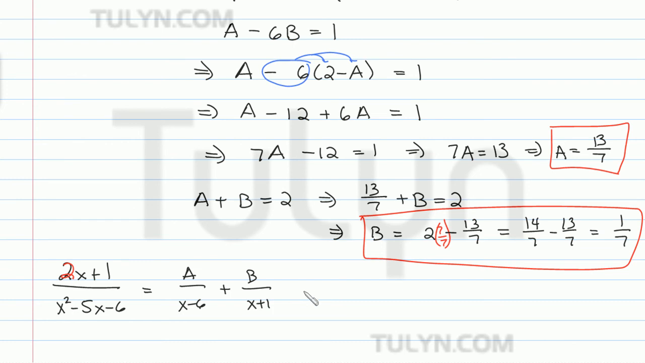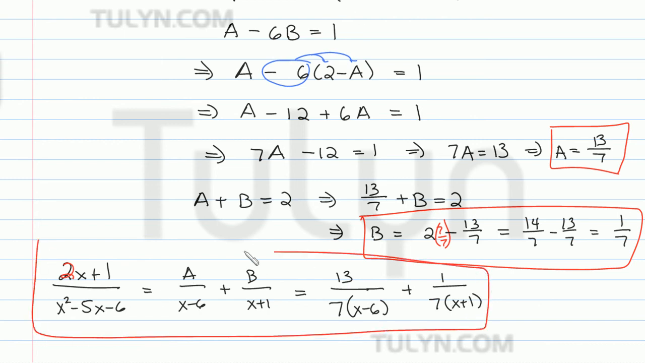And since we found our A and B, we can replace them, right? So A is 13 over 7. So 13 is going to go in the numerator, 7 is going to go in the denominator along with the x minus 6. And then B is 1 over 7, so 1 is going to go in the numerator, and 7 is going to go in the denominator along with the x plus 1. So now we found the partial fraction decomposition of this rational expression.